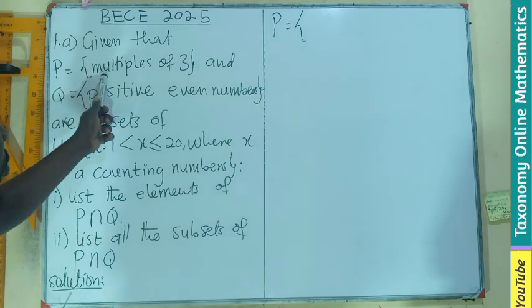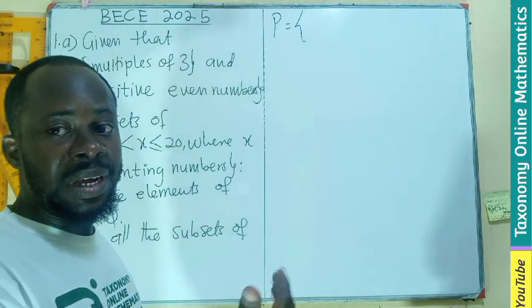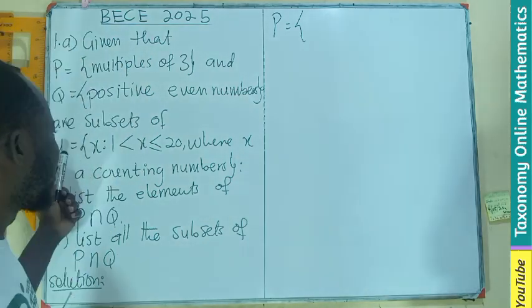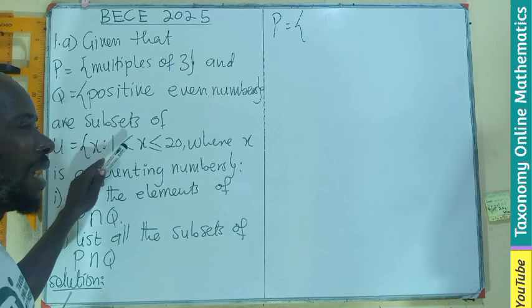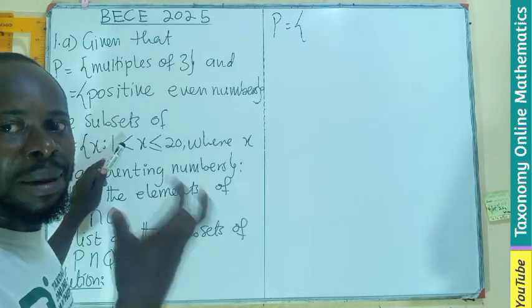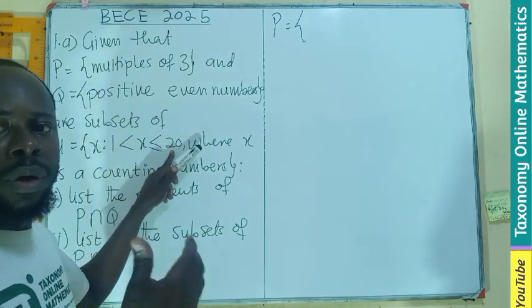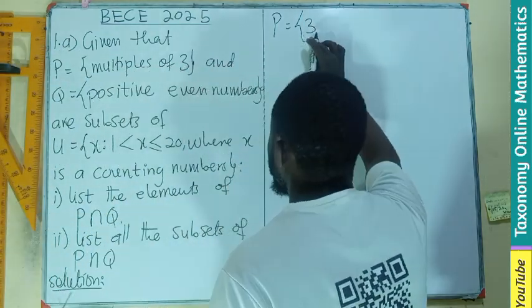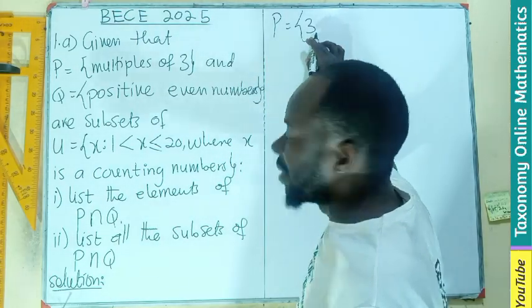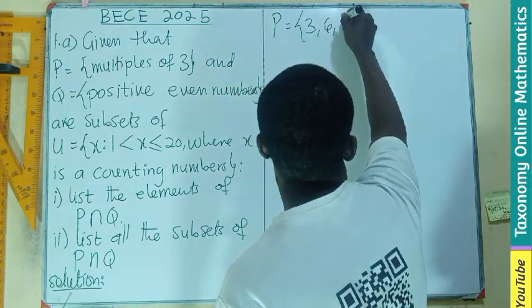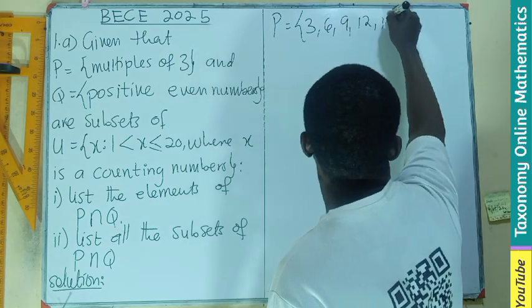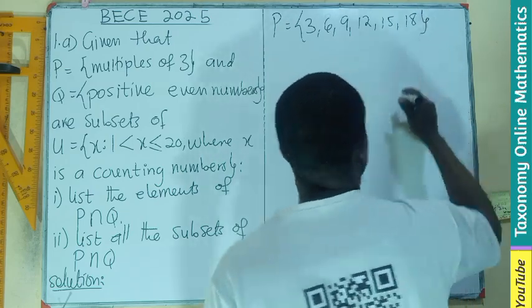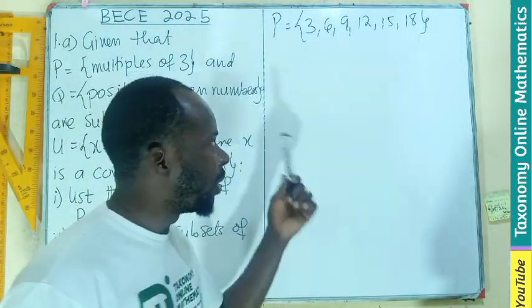We are having multiples of 3. You know, multiples of 3 has no end, so we have to continue listing, but we are going to cap it at the universal set. Seeing this is a subset of the mother set, we cannot go beyond 20. So multiples of 3 begin with 3, 3 times 1, 3. You multiply by the counting numbers, so times 2, 6, 9, 12, 15, 18, 21. And 21 happens to be bigger than 20, which is the universal set, so we end it there.